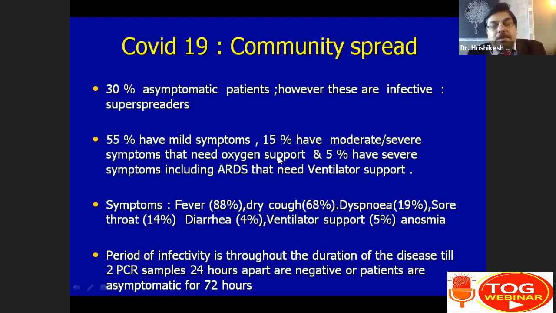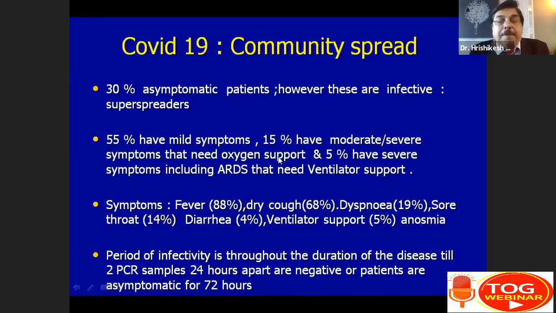As I told you, the symptoms can be fever in 88% and dry cough in 68%, dyspnea in 19%, sore throat in 15%, diarrhea 4%. People may need ventilator support in 5%, and some people recently have been shown to have a lack of smell, anosmia, or lack of taste. And so these are some of the other presentations of the virus.